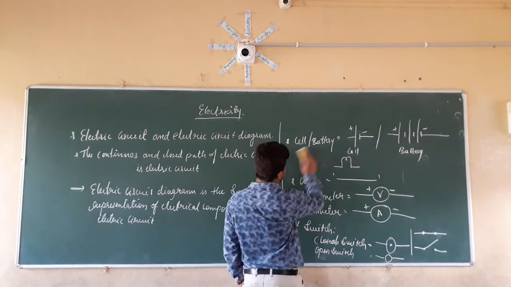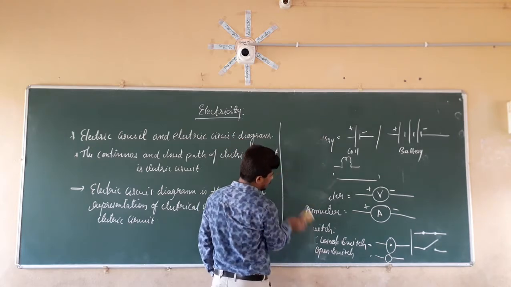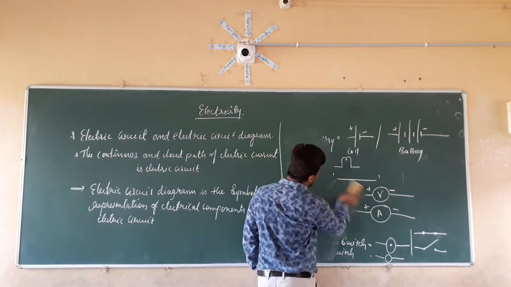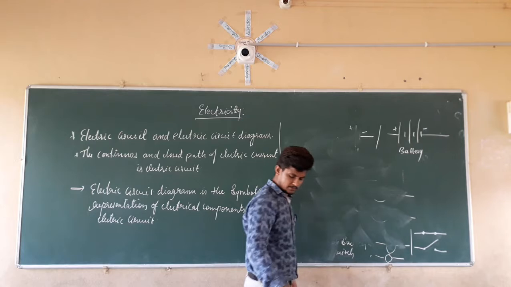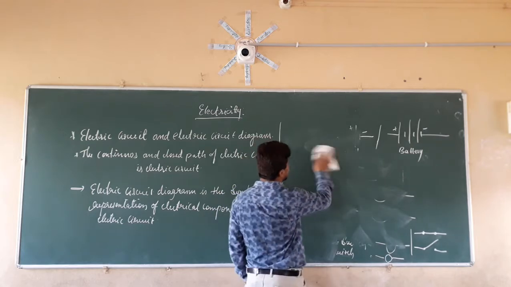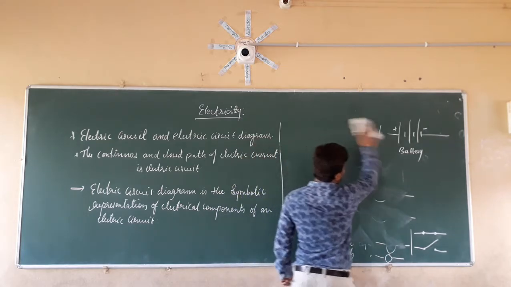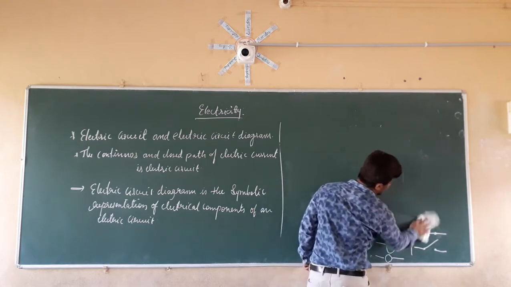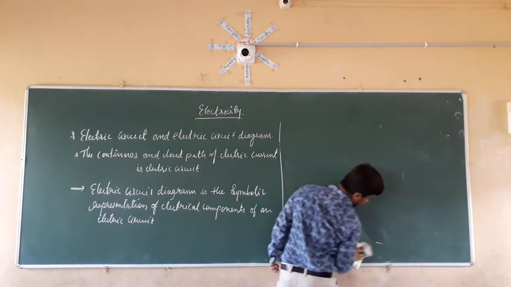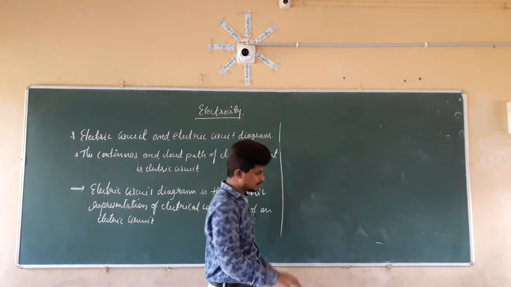So these are some symbolic representations. We still have a few more things to represent as symbols. What are those? We are going to take the resistance, the resistors, and the rheostat, that is nothing but variable resistance.